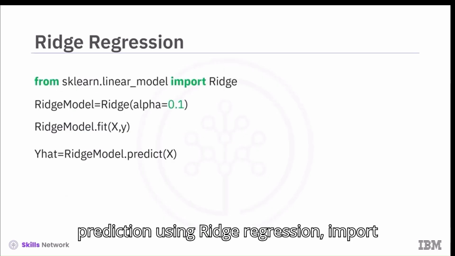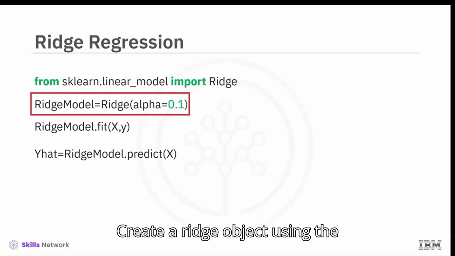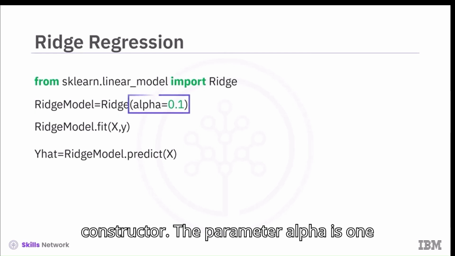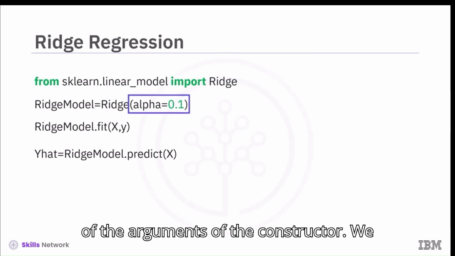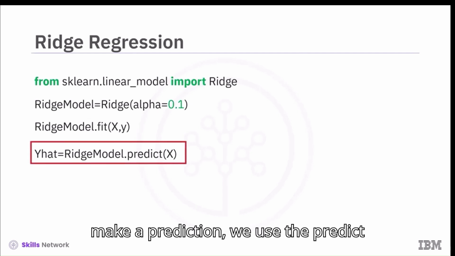To make a prediction using ridge regression, import Ridge from sklearn linear models. Create a ridge object using the constructor. The parameter alpha is one of the arguments of the constructor. We train the model using the fit method. To make a prediction, we use the predict method.